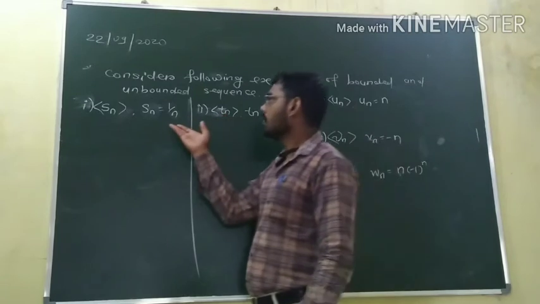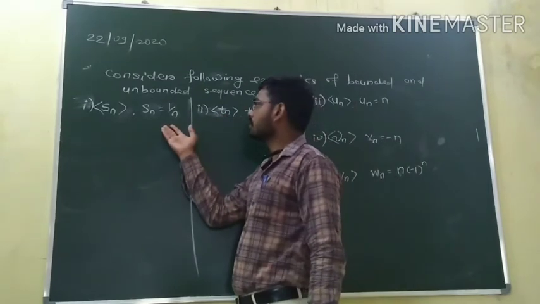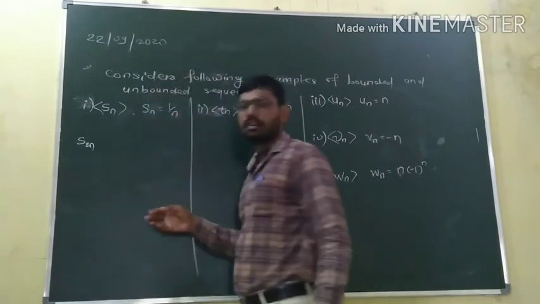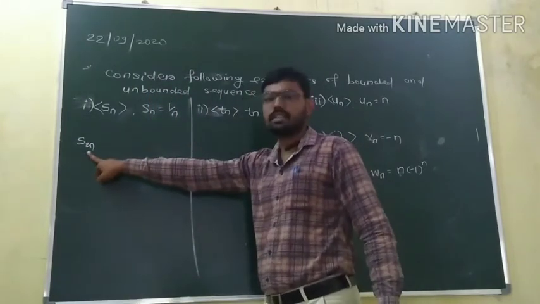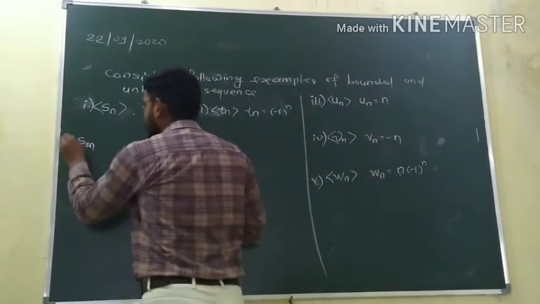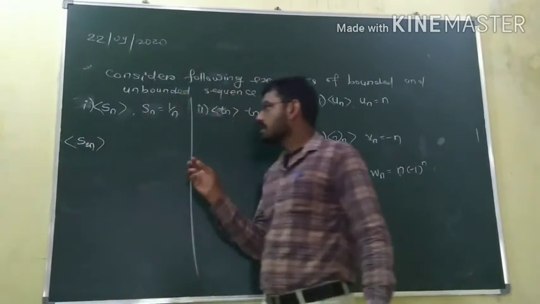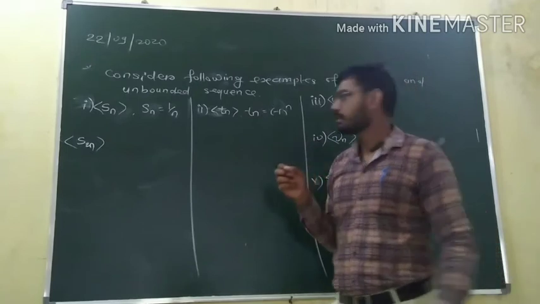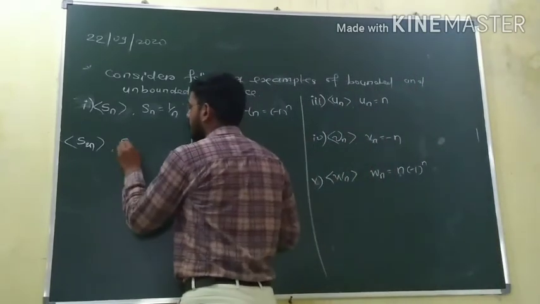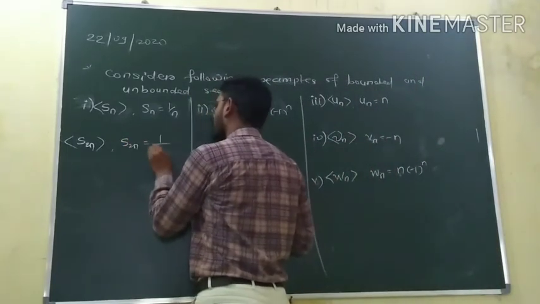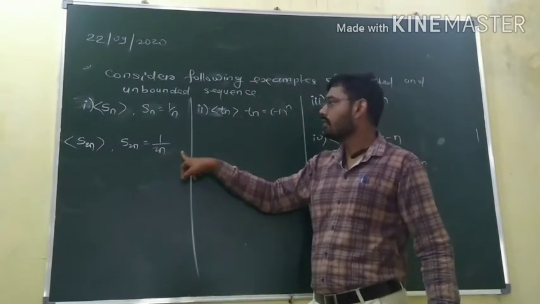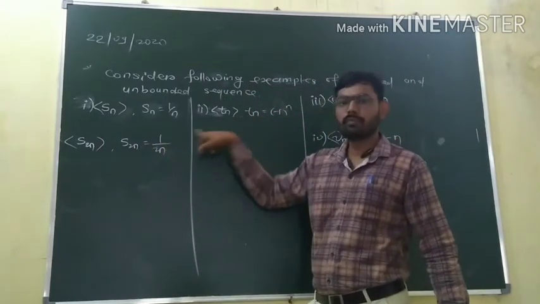Now we can also consider subsequences of the sequence Sn, where the first subsequence is S twice n, that is a subsequence derived from Sn by taking even position elements. For this subsequence, the nth term is 1 by twice n, and we can easily see that as n tends to infinity, 1 upon twice n tends to 0.